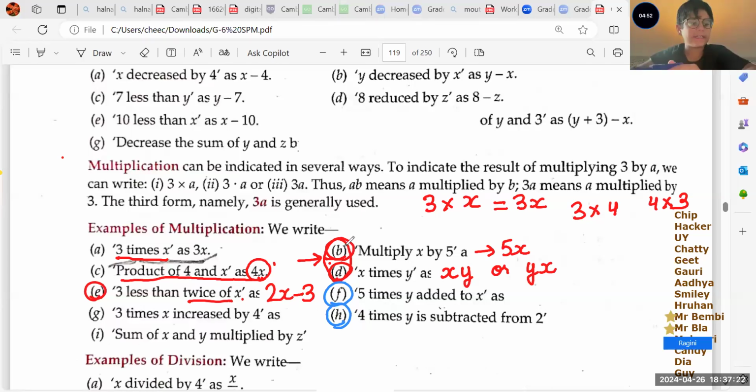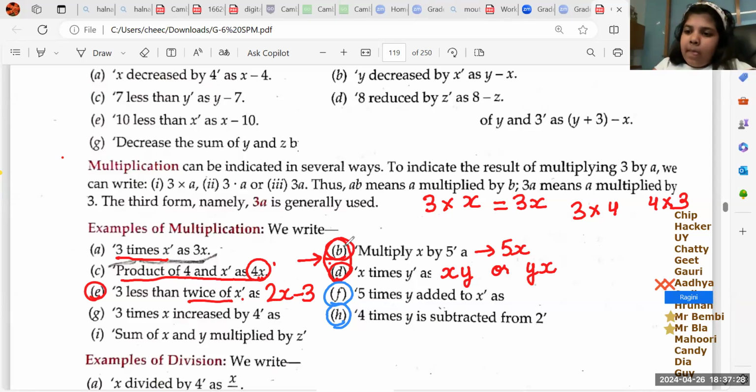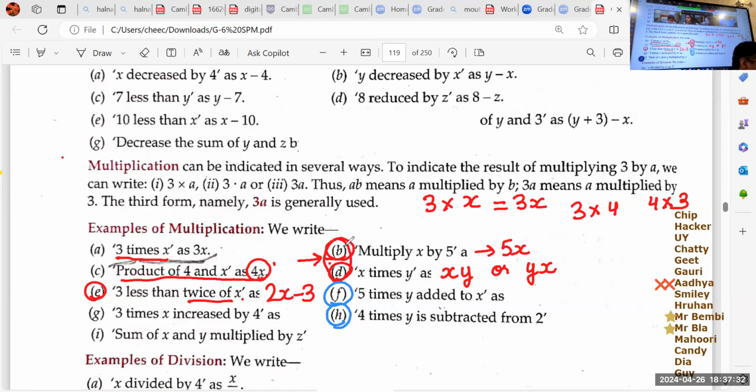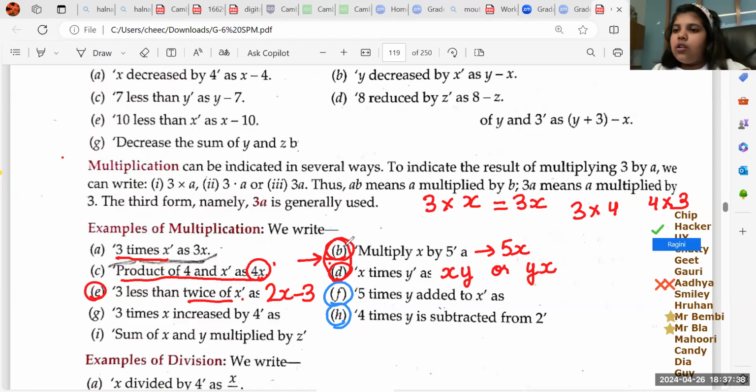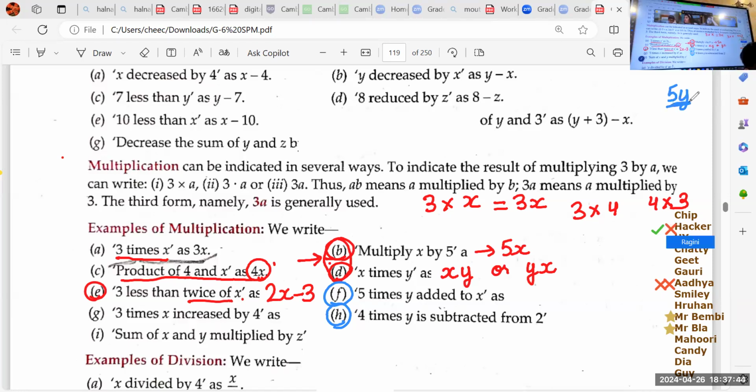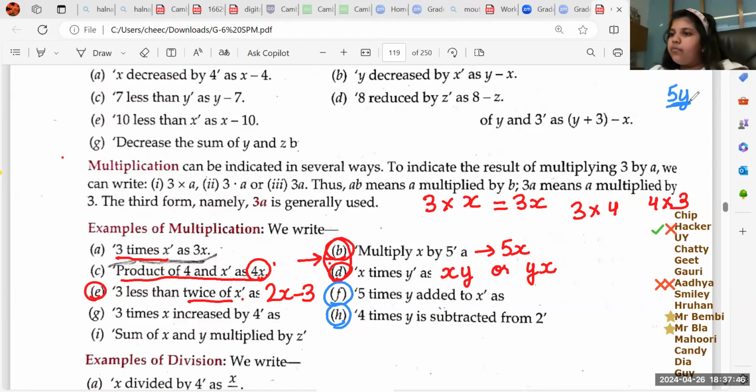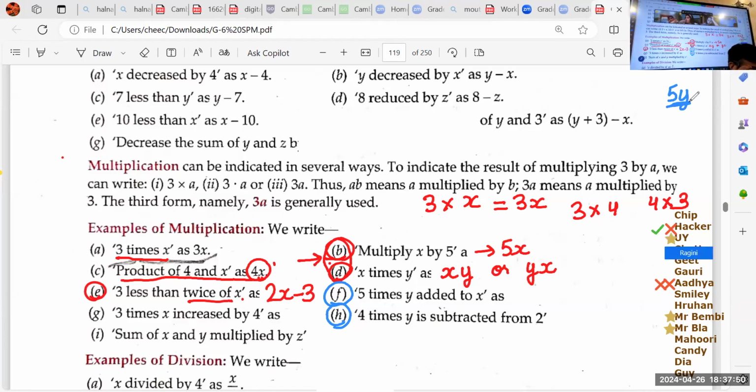So when we don't write the multiplication sign in algebra, are there still brackets? I didn't get your question. For example, if it's 5y, do we still add brackets or not? That 5y is simple 5y only. It doesn't need any brackets, nothing.